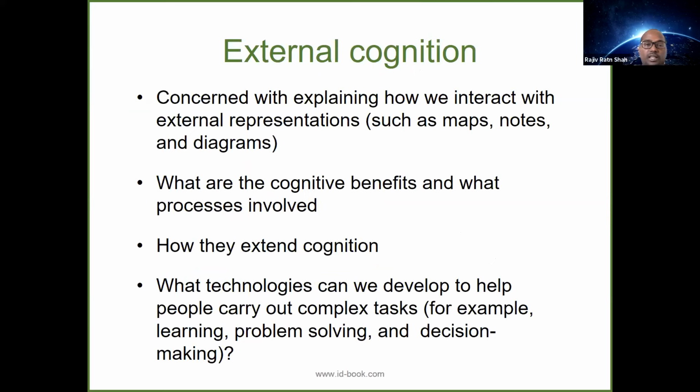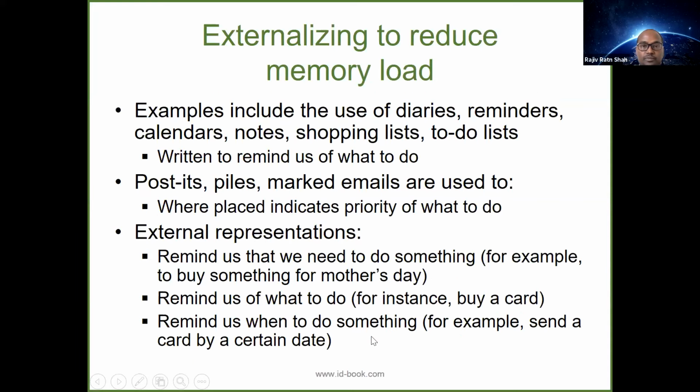And finally, the last one, I guess, external cognition. It is concerned with explaining how we interact with external representations, such as maps, notes, or diagrams, how they extend cognition, how they help you, what the cognitive benefits are, and what the process involved is if you have the additional external representations, such as maps, notes, and diagrams. What technologies can be developed to help people carry out complex tasks, for example learning, problem solving, decision making, and so on.